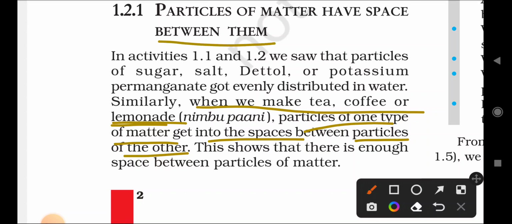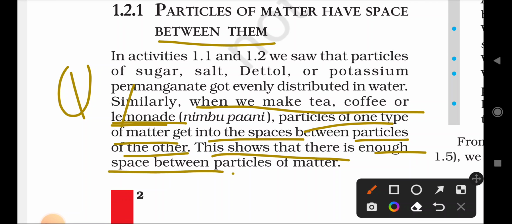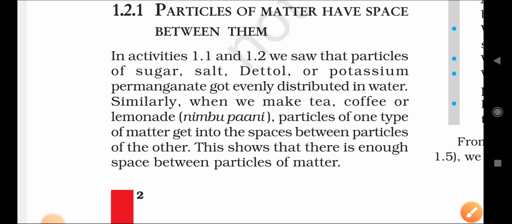We can give several examples: coffee, tea, lemonade, soda, which we can also call nimbu pani. Water and sugar, and water and salt are also good examples. They mix completely with each other because they have space between them. If there is no space between them, they will not mix. This shows that there is enough space between the particles of matter. This is the first point.